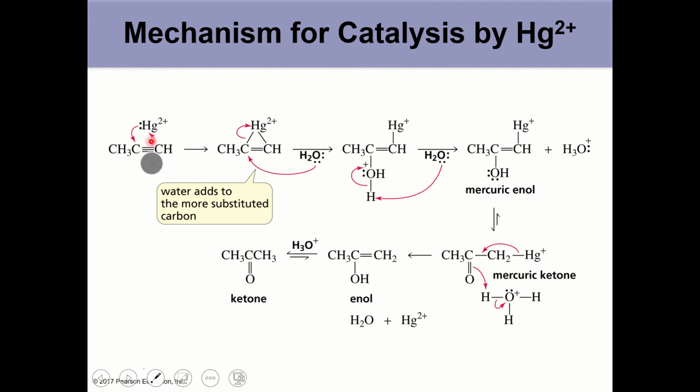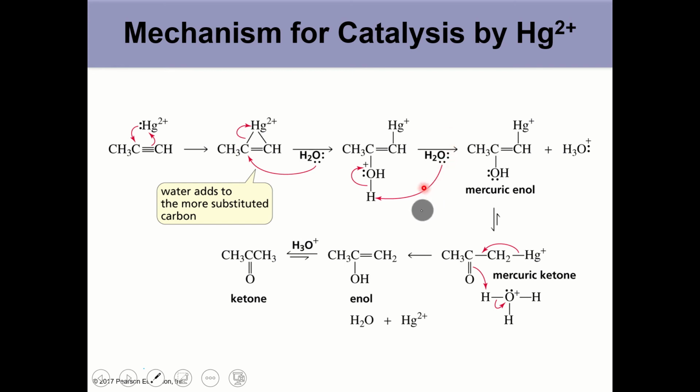So we create the 3-membered ring here. Water adds to the more substituted carbon, breaking the 3-membered ring so that the electrons go to the mercury. This creates a protonated alcohol, mercury intermediate. Notice the charge on mercury changed when the electrons were donated from this bond.